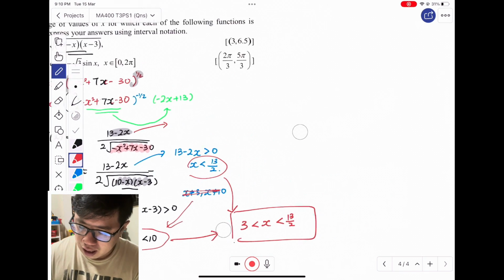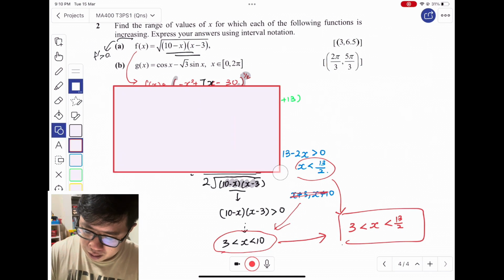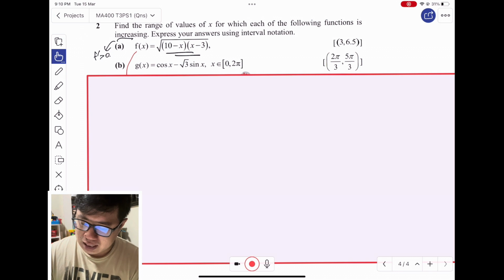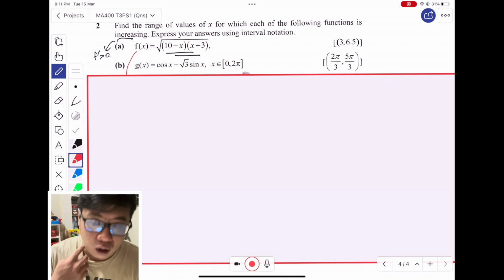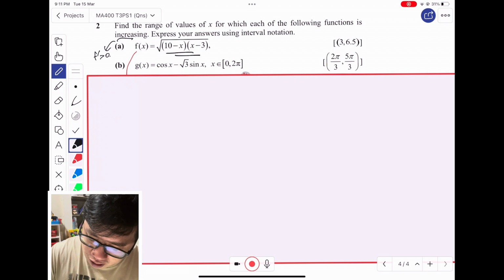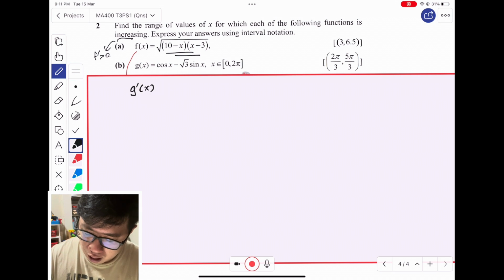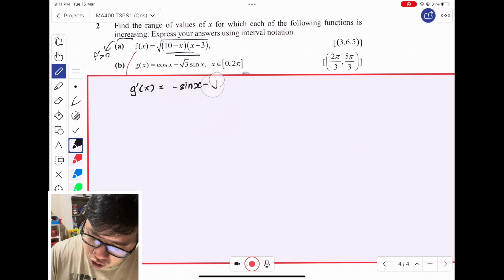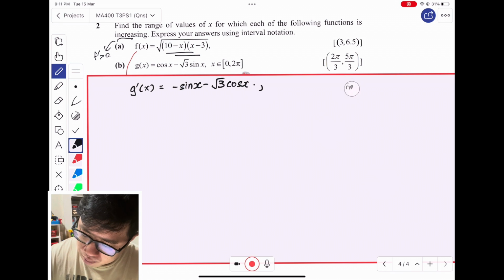So next, let's look at B. Now, the trick for B is actually R formula. For B, we do need to use R formula later on. Let me show you. First of all, again, we find g prime x since we are considering our g(x) to be increasing. So finding the g prime x gives us negative sine x minus square root 3 cosine x. Okay, and remember that increasing means that we need our g prime x to be more than 0.